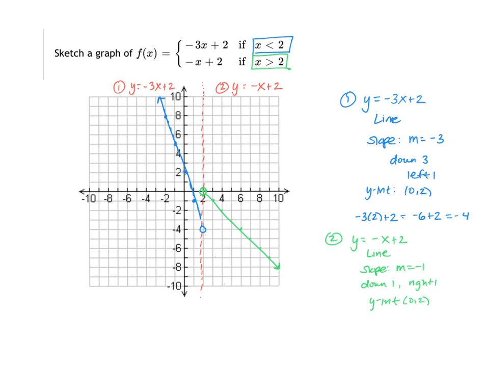So this is what our piecewise graph ends up looking like. We have two separate pieces to our graph, one that goes with the first rule, one that goes with the second rule. We only draw in the part of the line that fits with the inequality that's given with that rule. So the first line shows up only on the left side of our graph. The second rule shows up only on the right side of our graph. This time neither one of our inequalities has a bar underneath, so both of them have an open circle at the value where x is equal to 2.